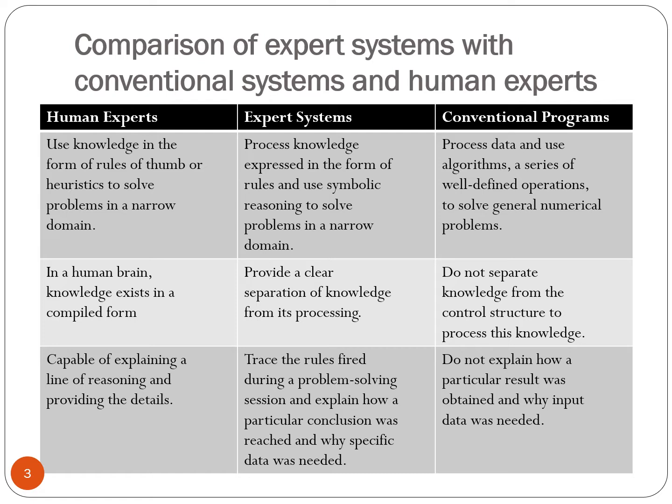The human expert uses knowledge in the form of rules of thumb and heuristics to solve problems in a narrow domain, meaning it is based on the experience he has acquired previously. The expert system processes knowledge expressed in the form of rules and uses symbolic reasoning to solve problems in a narrow domain, while the conventional program processes data and uses algorithms, a series of well-defined operations, to solve general numerical problems.